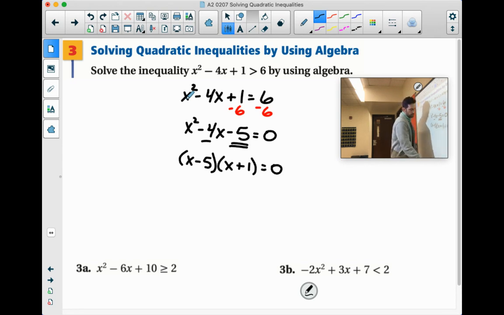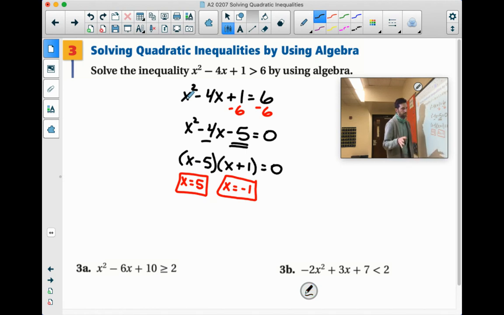Now, the two answers there would be x equals positive 5 and x equals negative 1. So these are kind of like our critical points. So I want you to picture a number line. So we'd have negative 1, 0, 1, 2, 3, 4, 5. You know, there's points forever in both directions.